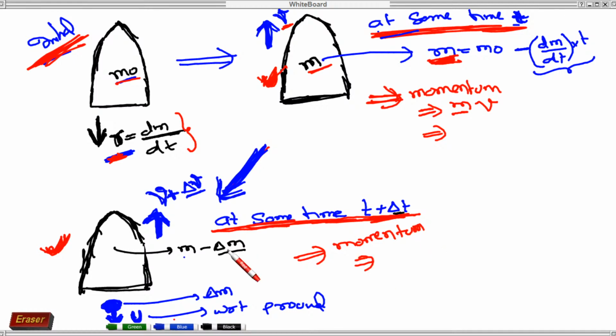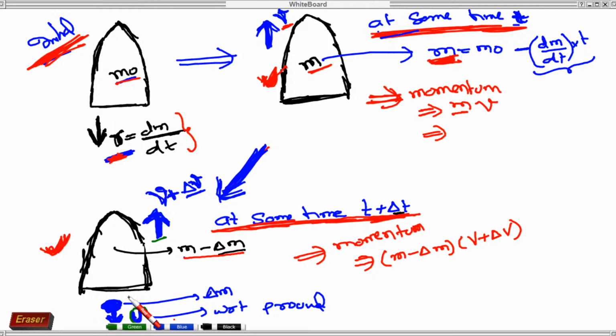So it will be, you can see here, m minus delta m is the mass, and v plus delta v is the velocity. Now this u is in downward direction, opposite direction. So I will be putting minus sign here.